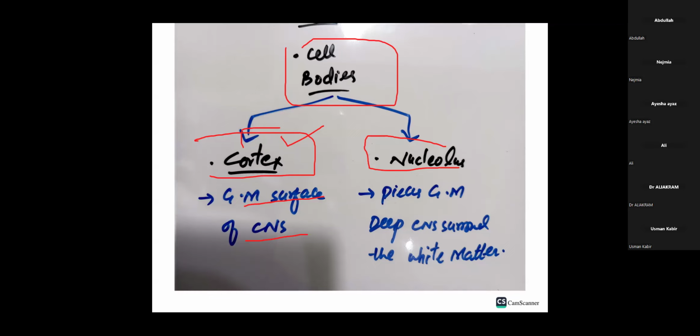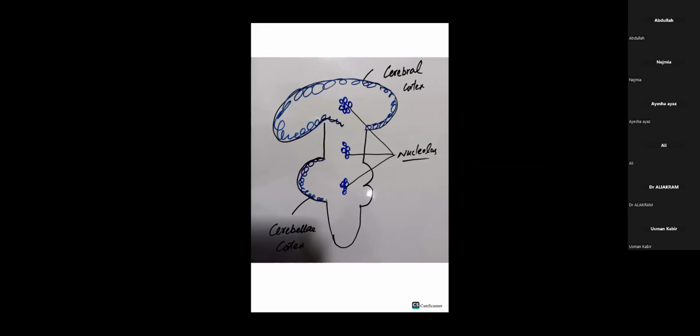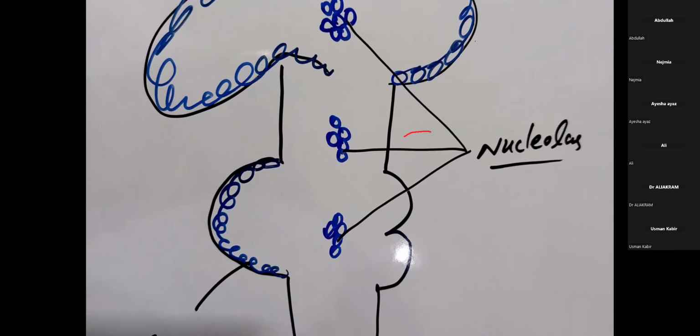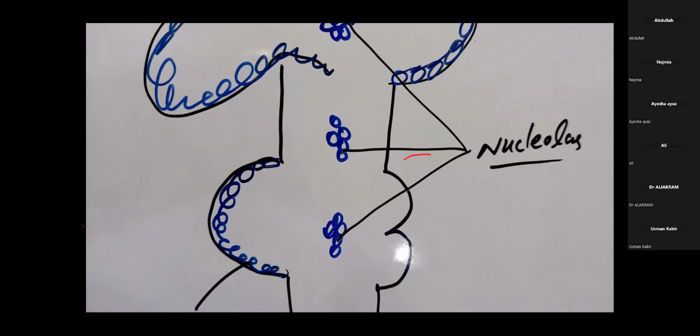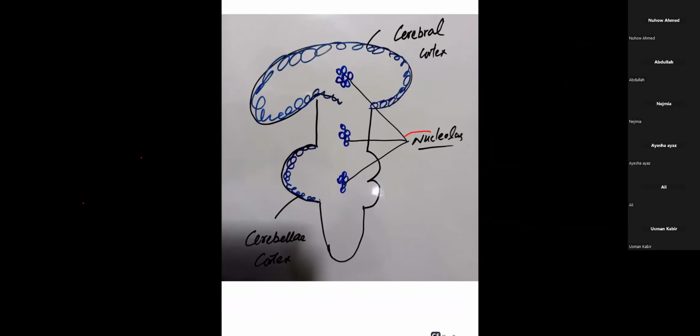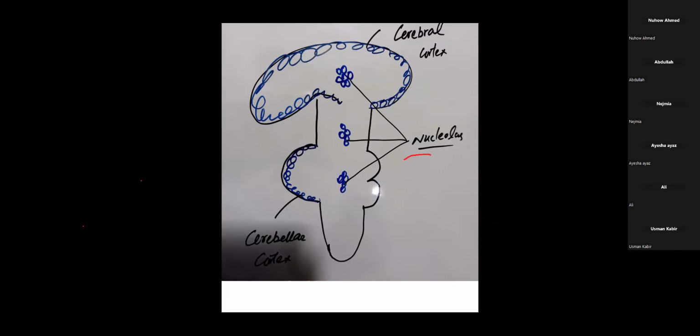We can see here. It's a bit difficult for me. Right, you can see here. These are on the cerebellum. The cerebellum surface, we call it the cerebellar cortex, right? These are the gray matter.